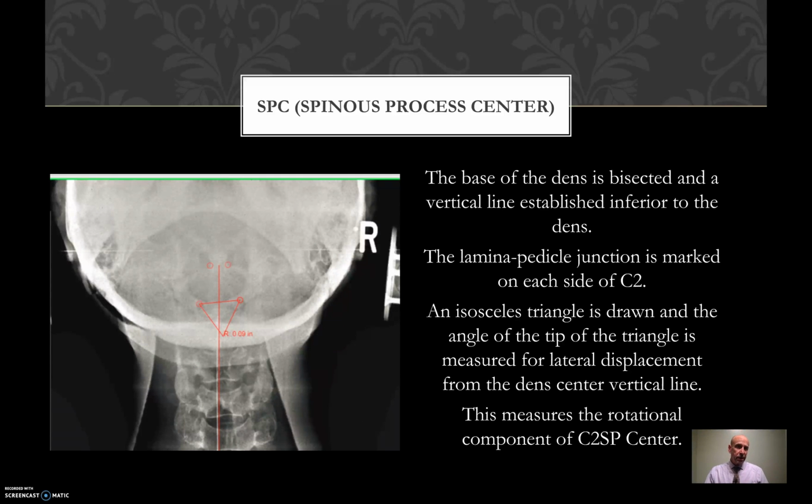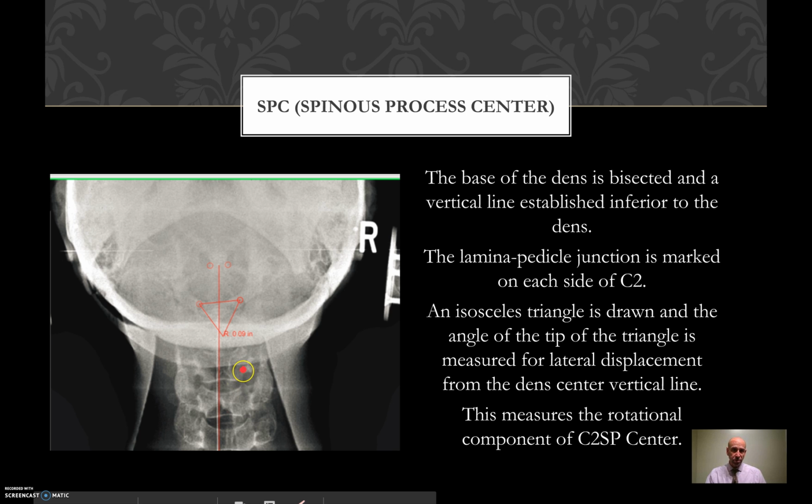So the next thing that we do is we look for the spinous process center. And so earlier when we were doing the nasium, we looked at what the spinous process was doing in the frontal projection, but it's actually a rotational or transverse plane component. So here then, this looks at that specifically. So the base of the dens is bisected and a vertical line established inferior to the dens. So you select the points on either side of the base of the dens, and then the program will drop a vertical from that point.